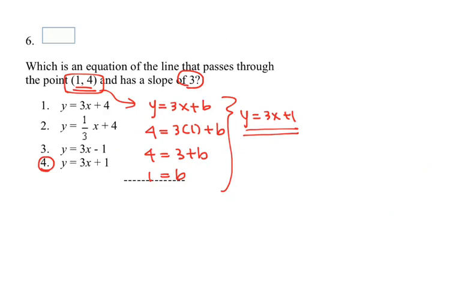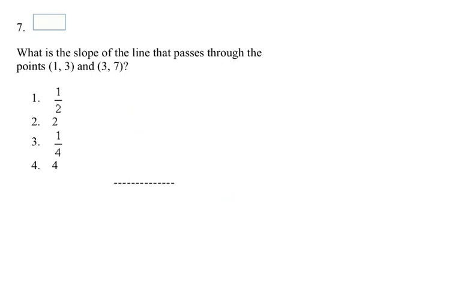Now, there's another way of doing this one. It's called using the point-slope form of an equation of a line, but we'll deal with that format later on during our review. Number 7, slope.